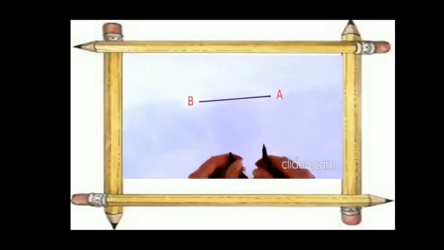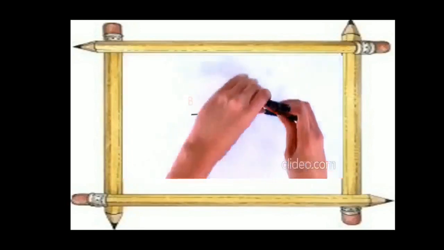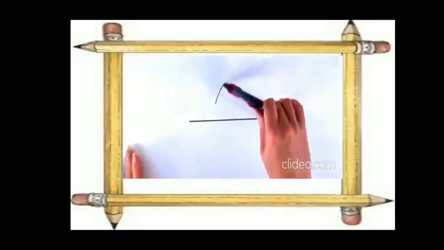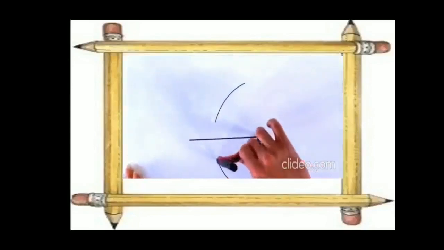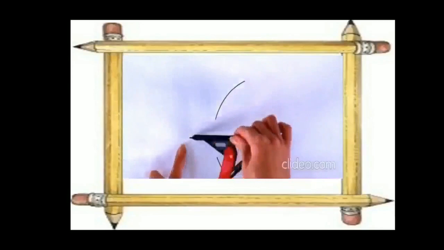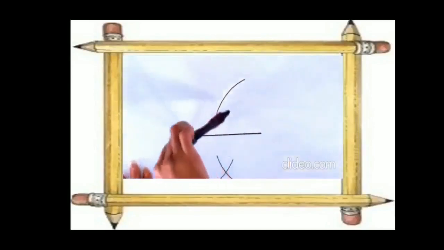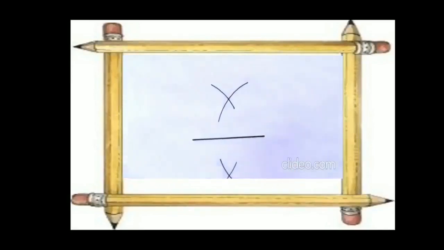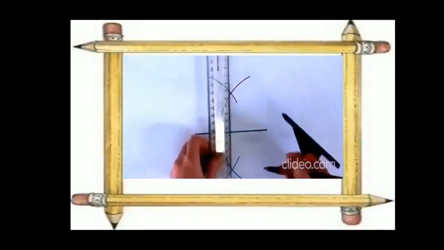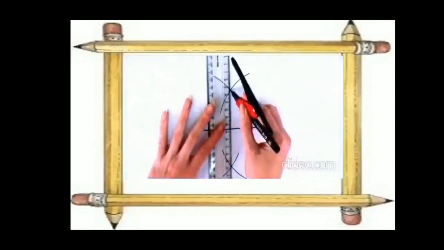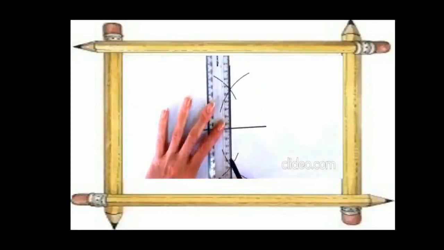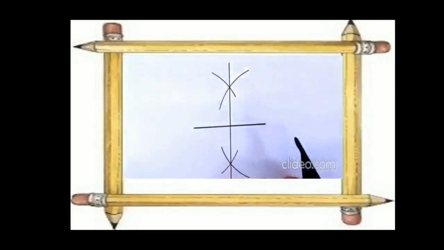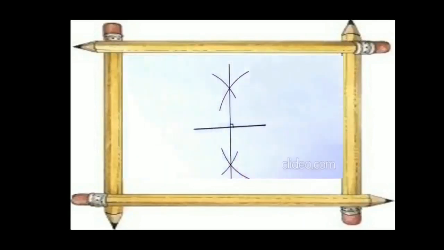In the compass, I took a measurement which is greater than half of the length of this line, and from A I draw an arc like this on top and bottom. Then using the same measurement, I draw another arc on top and bottom which cuts the arc like this. So I got 2 points, and using the pencil and scale I draw a line which joins the 2 points on top and bottom, and this line is the perpendicular bisector of the line AB.